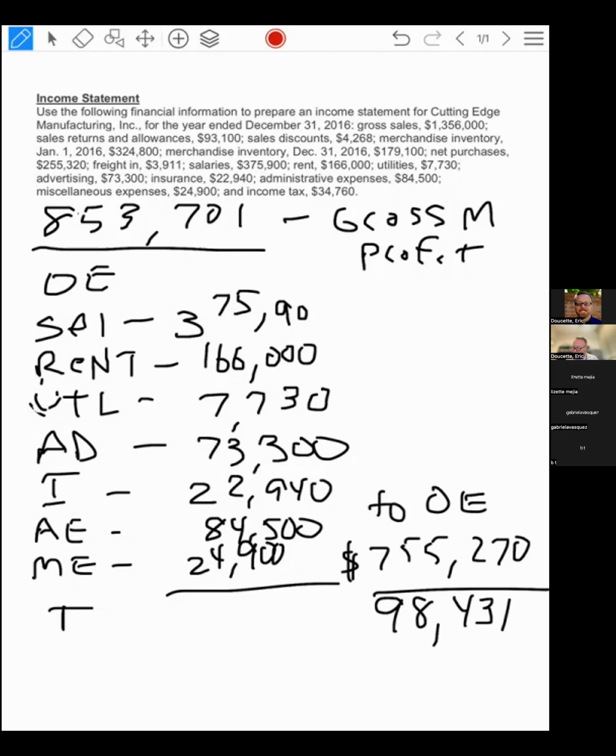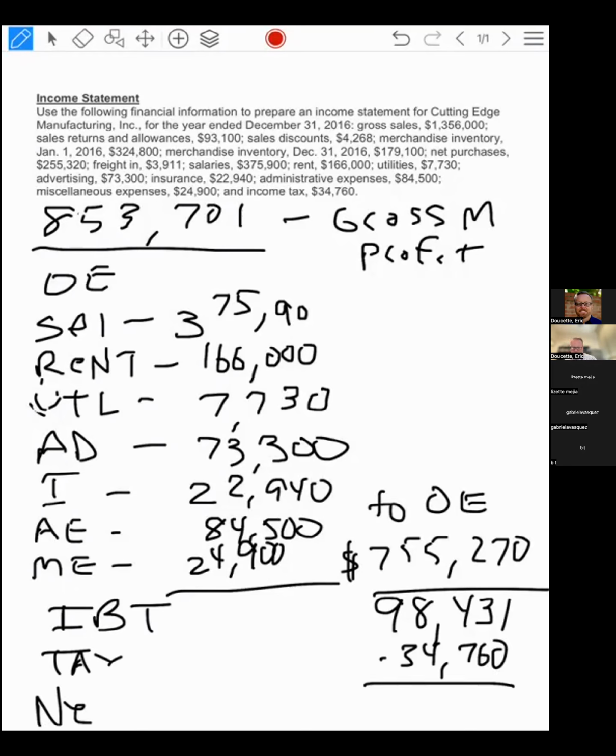So income before taxes. And then I have my taxes, which are mentioned right there, right? So what's my taxes? 34,000 minus 34,760 gives me a net income of a whopping $63,671. So this is the second half of the income statement, that basically this is what you need to do.